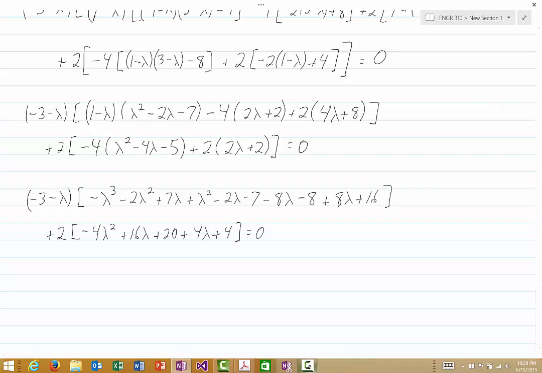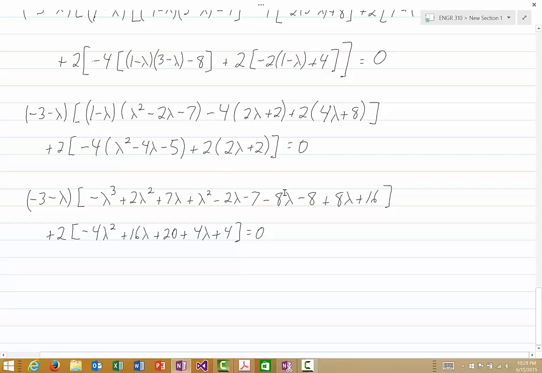And before I go any further, let me stop for a moment and check this work. So maybe we need to check it together, because right away I found an error. Okay, here the minus 3 minus lambda, I brought that down. And then when I multiply this negative lambda times lambda squared, that's how I get negative lambda cubed. Then negative lambda times negative 2 lambda should have been plus 2 lambda squared here. Negative lambda times 7 is the 7 lambda. And then 1 times this will give us lambda squared minus 2 lambda minus 7. So that all looks correct.